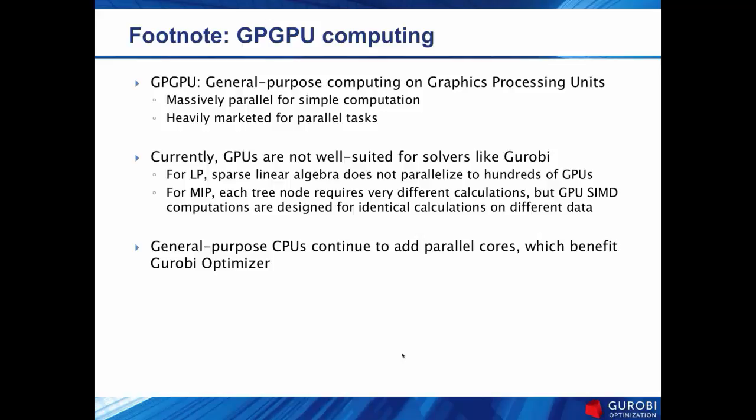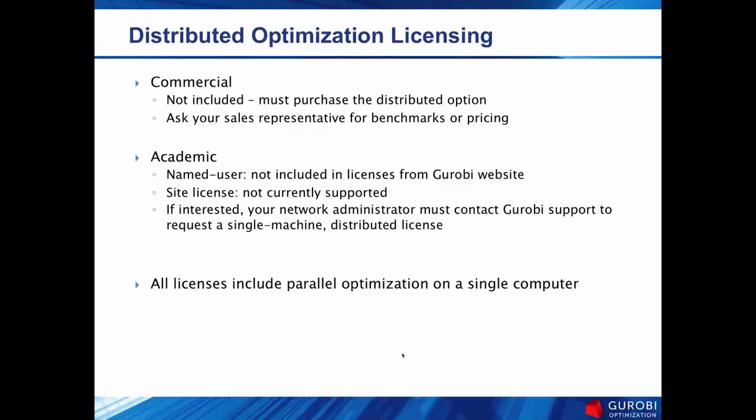But we're continuing to monitor this. If that changes, certainly we'll reinvestigate it. But for today, this is not something that benefits the types of computation done by a solver like Gurobi. At the same time, while GPUs have a lot of processing cores, the general purpose processors also continue to add parallel cores. And while the general purpose processors add parallel cores, this will benefit Gurobi Optimizer.